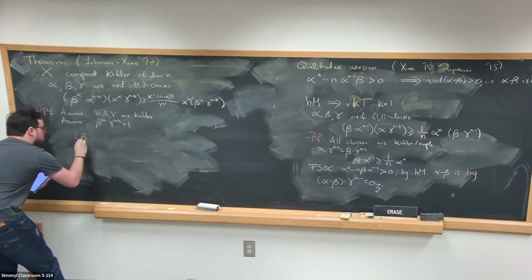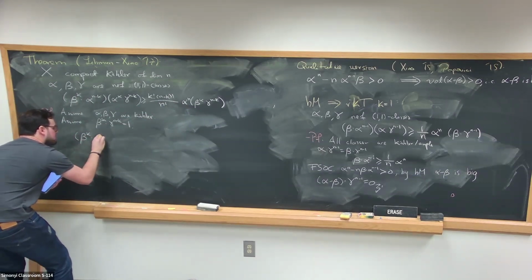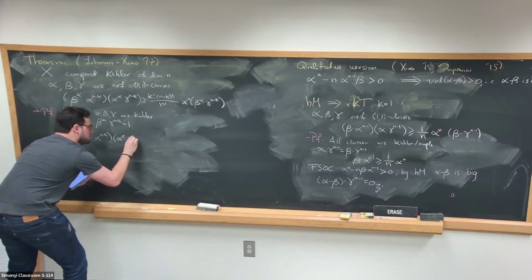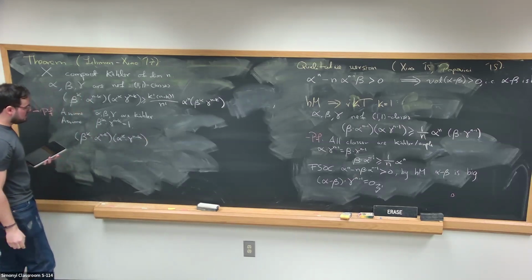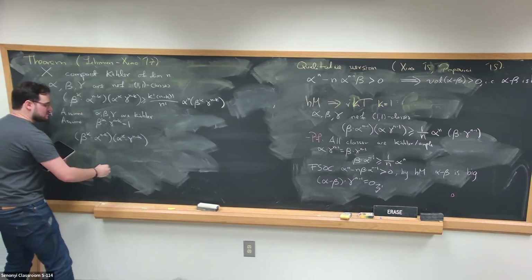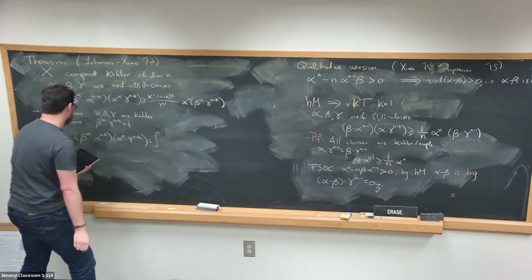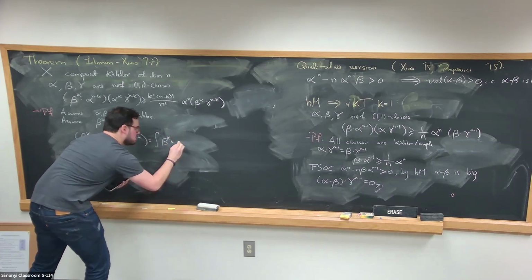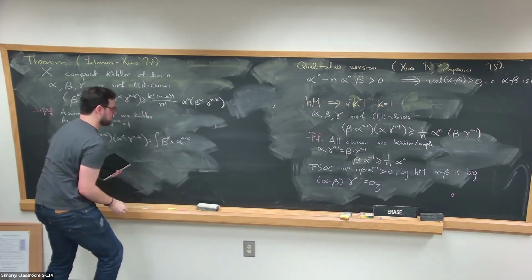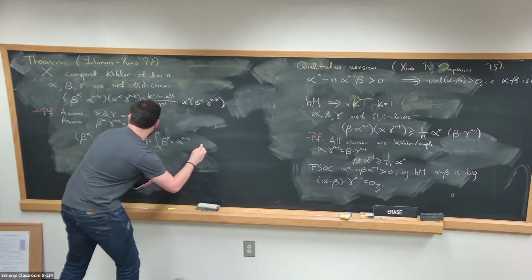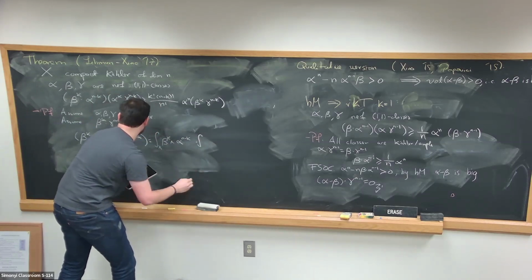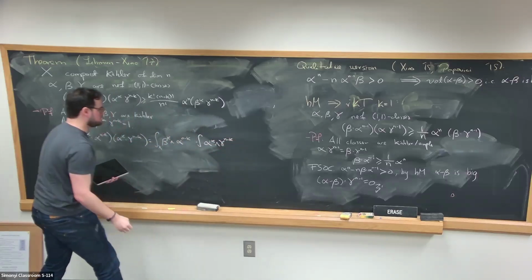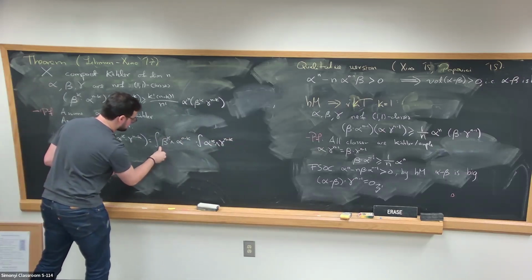So we have the beta to the k, alpha to the n minus k times alpha to the k times gamma to the n minus k. So what is this actually? This is the integral over X of beta to the k wedged with alpha to the n minus k, and the same for this guy. I'm going to be omitting the X's later.